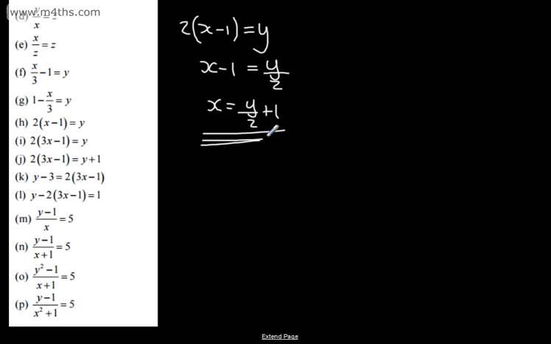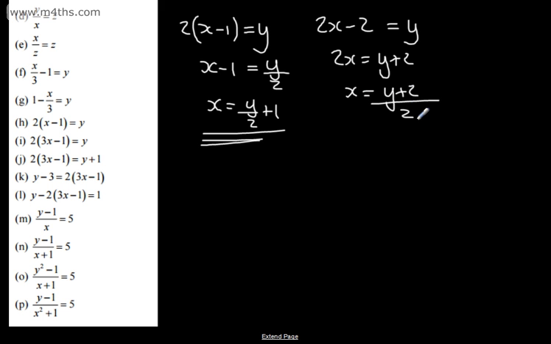Okay, could we have done that differently? Yes, we could have written this as 2x minus 2 by expanding the brackets is equal to y. 2x is equal to y plus 2, and then x is equal to y plus 2 divided by 2. And that in itself looks a little neat, and you're thinking, well, why is this a 1 and why is this a 2? Well, if you consider 1 as an equivalent fraction over 2, 1 is 2 over 2, so you can combine those fractions and simply write y plus 2 over 2.